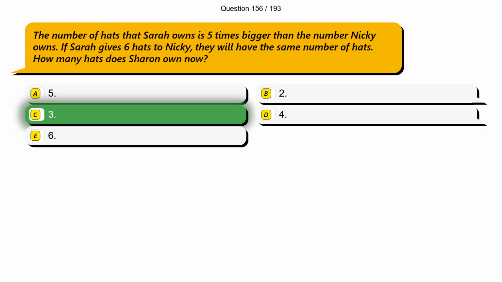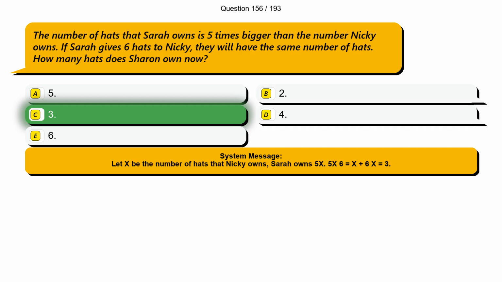The correct answer is option C, 3. Let x be the number of hats that Nikki owns. Sarah owns 5x. 5x - 6 equals x + 6, so x equals 3.